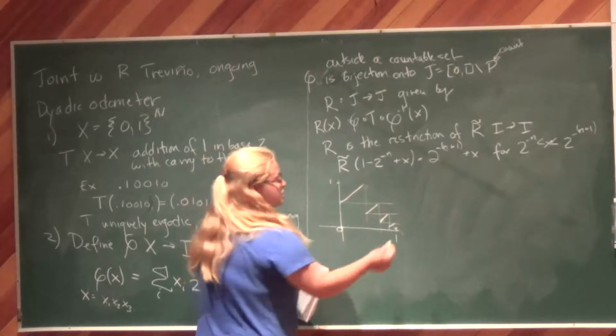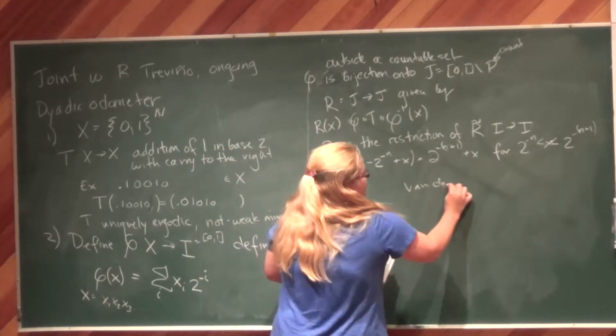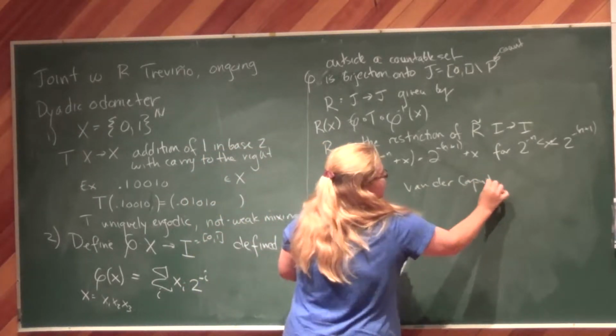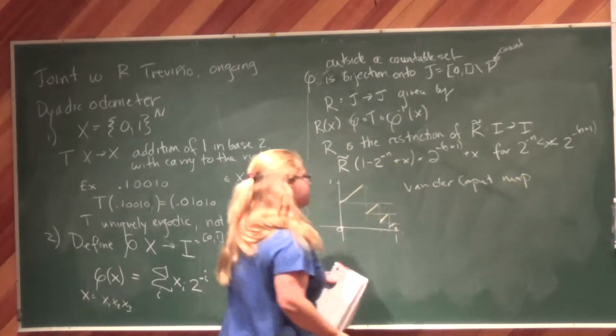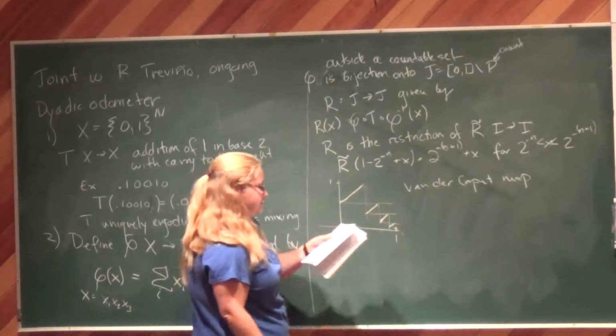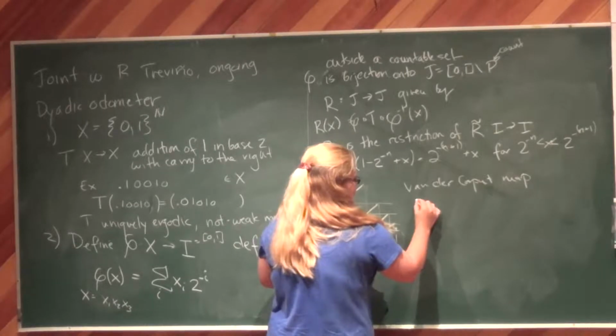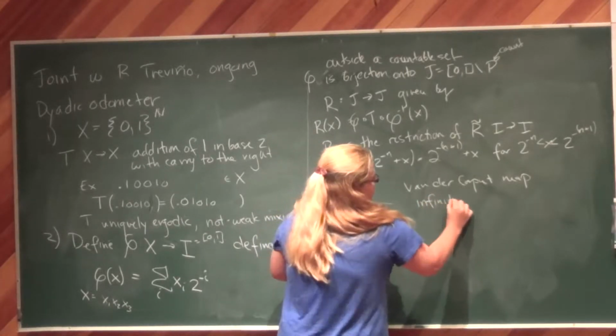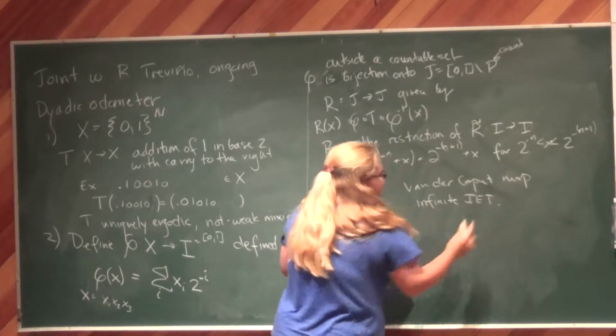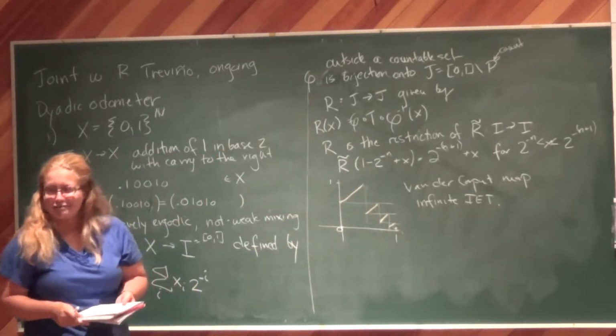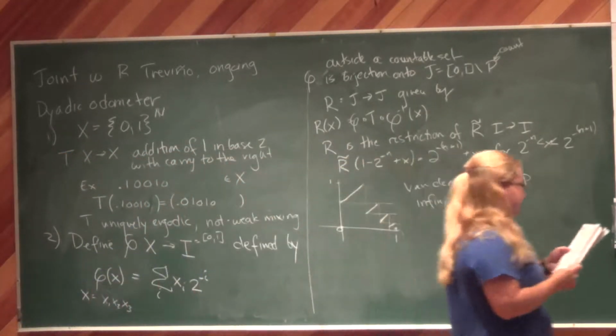In this form, it's sometimes called a Van der Waals map. As you can see, it's just another version of the dyadic odometer. And also it's an infinite IET. Okay. Now I'm going to get yet another way of looking at this map, or constructing it.